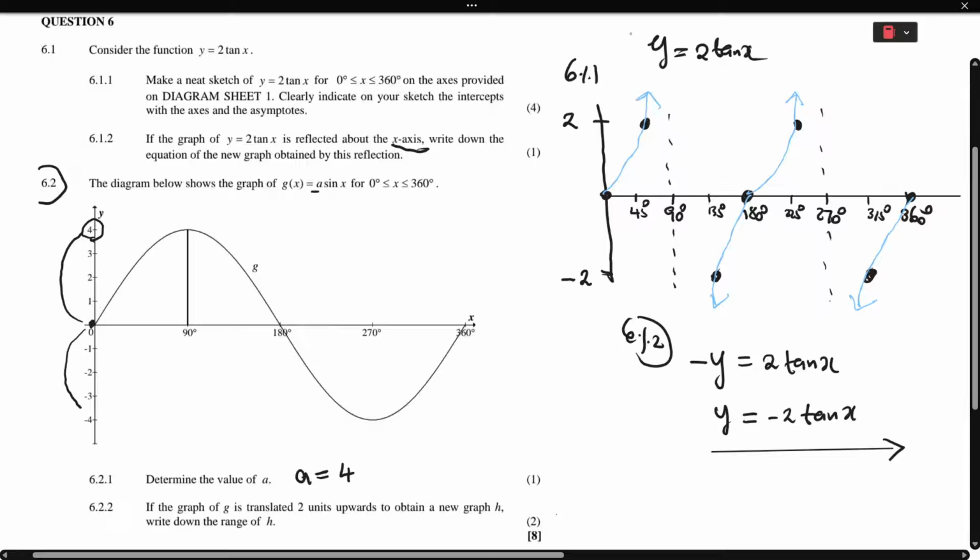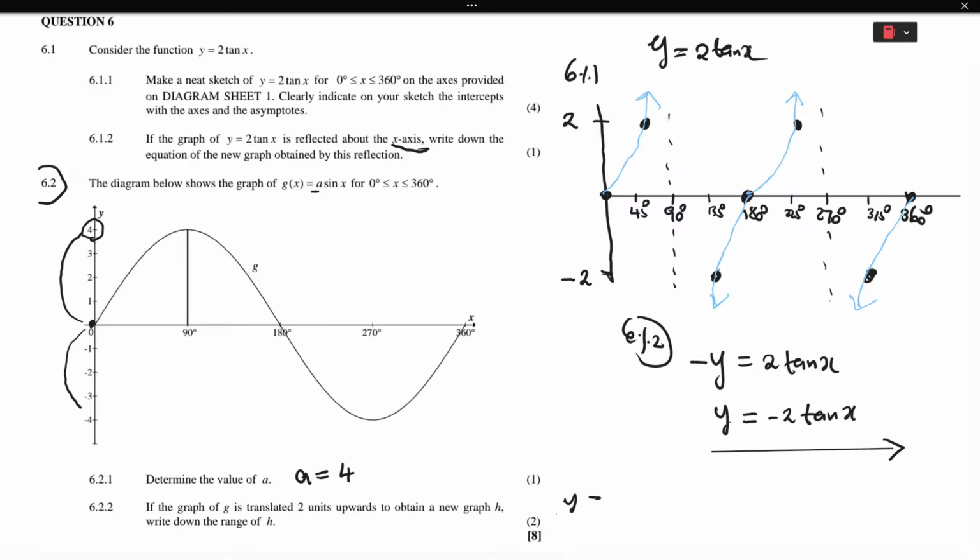Okay, so the graph now is y is equal to 4 sine x. So upwards 2 units, you're going to add 2 here. So which means that your range, instead of being 4, is going to be 6. So the minimum is going to be minus 2 less or equal to y less or equal to 6.